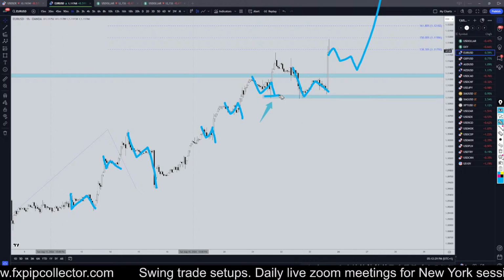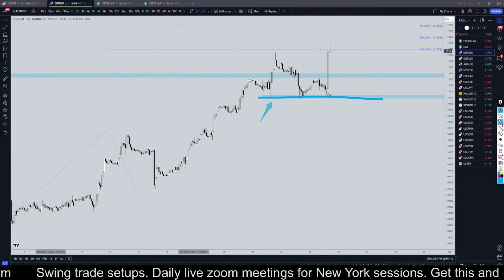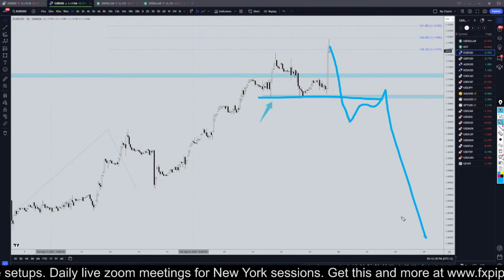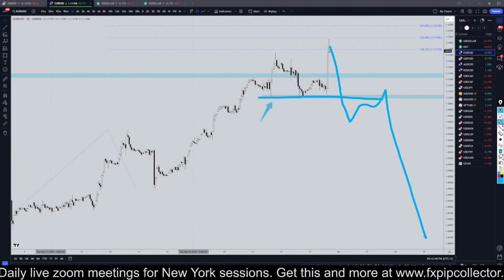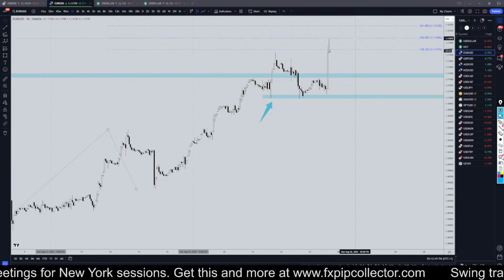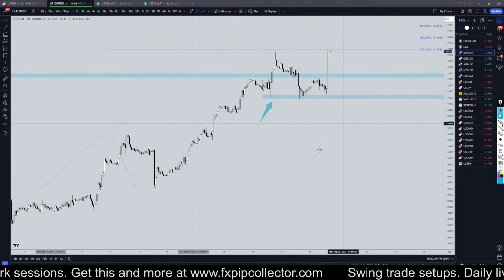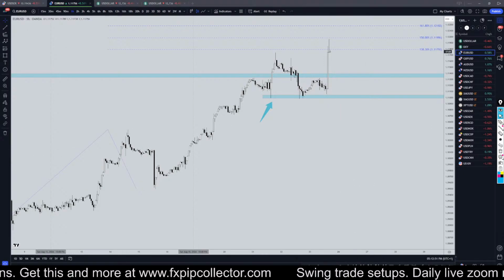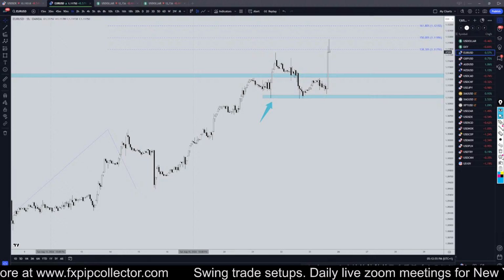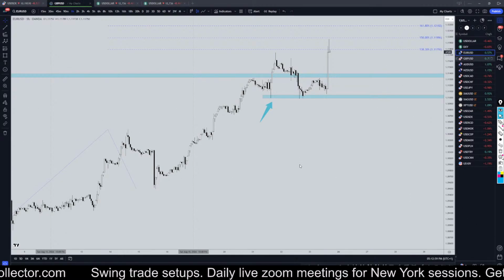Now, if it goes down and breaks structure, then fine, I will start looking for shorts after it breaks structure. If it doesn't do that, then why would I try to find this top and bottom, when my target is literally 1.3? Why would I be looking at this saying, man, it looks like a good time to go short? Definitely not a good idea at all. So please, if you're going to learn one thing from me, it's the trend is your friend.